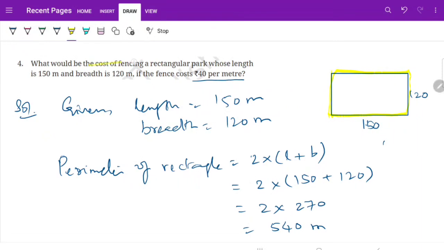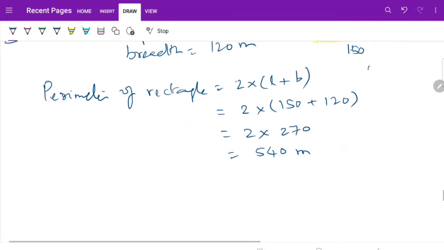We need to find the cost of fencing per meter. For 1 meter, rupees 40 is the expense or the cost. Then what is the cost for 540 meters? That simply we need to multiply.